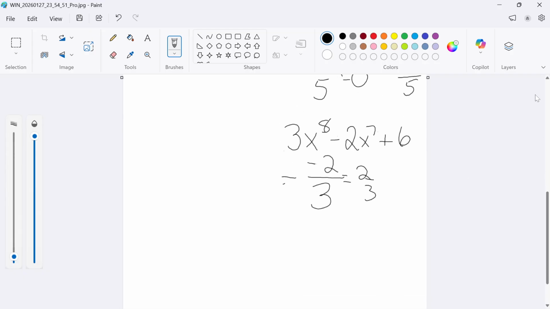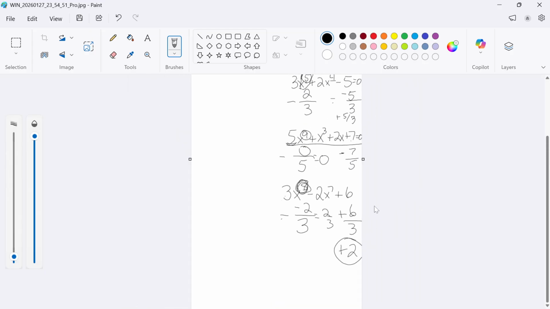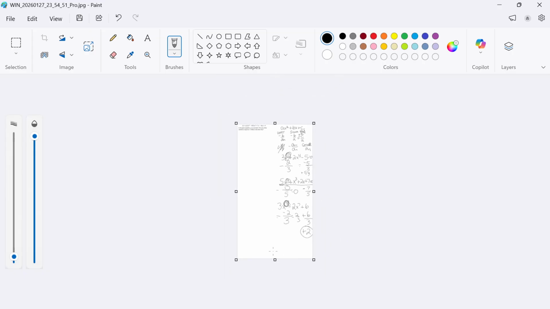What would the product be? Since it's an even highest power, it's plus. I put the constant divided by the number in front of the highest power, which is plus 2. So the product of the solutions will be plus 2. I'll do one more just to make sure it's clear.